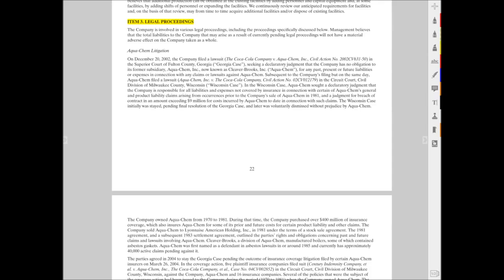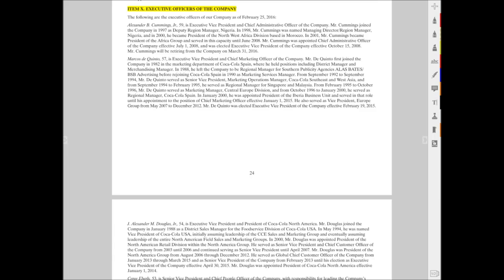Then you can do a Google search, or if you have an attorney or you are an attorney, you can extrapolate more information from those case numbers. Next, we're going to jump to page 24, where it says executive officers of the company.